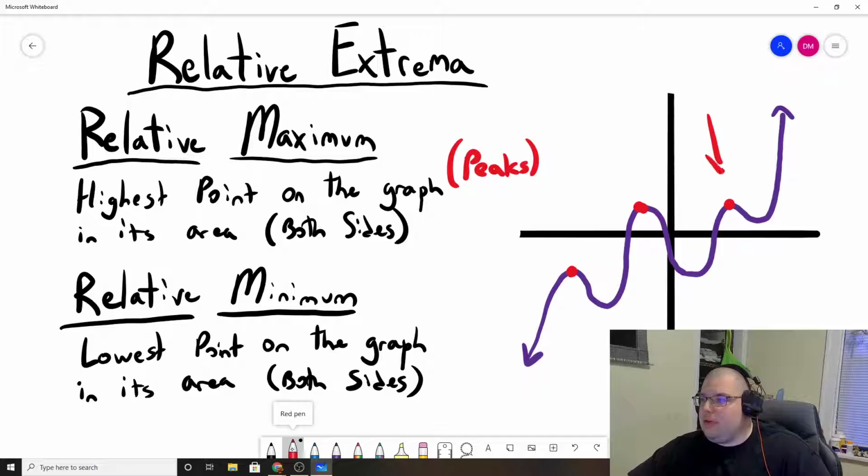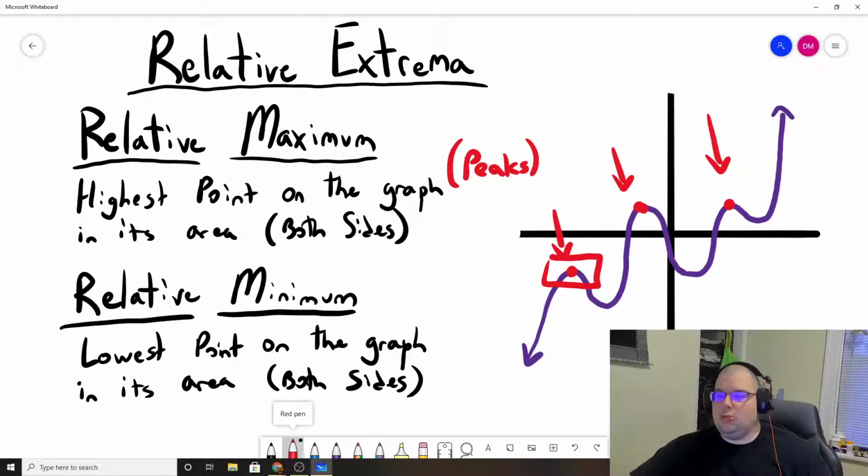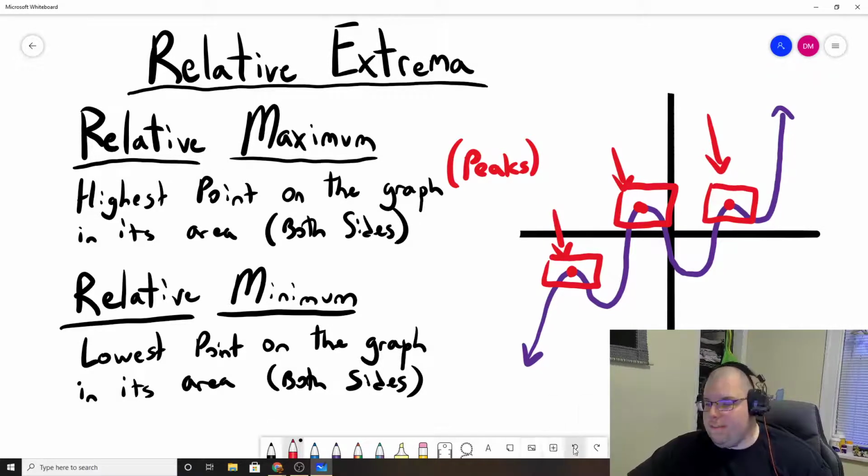So there we go. Those 3 points that I marked in red are relative maximums. Those are the very tops of the hills. Another way to think about it is if we were to just draw a little window around that point, that is the highest point in that little window. So that's what a relative maximum will look like.